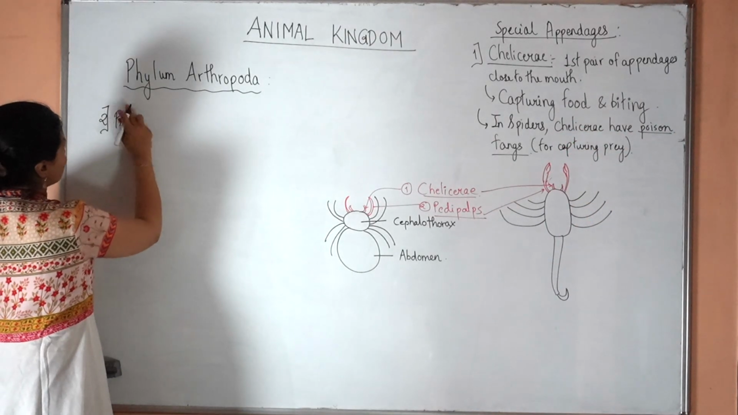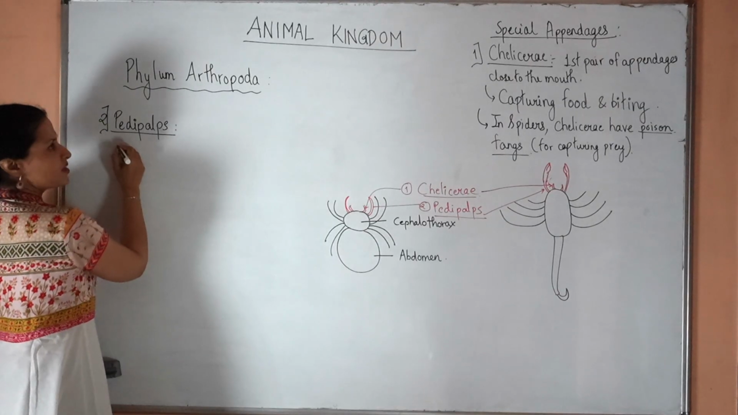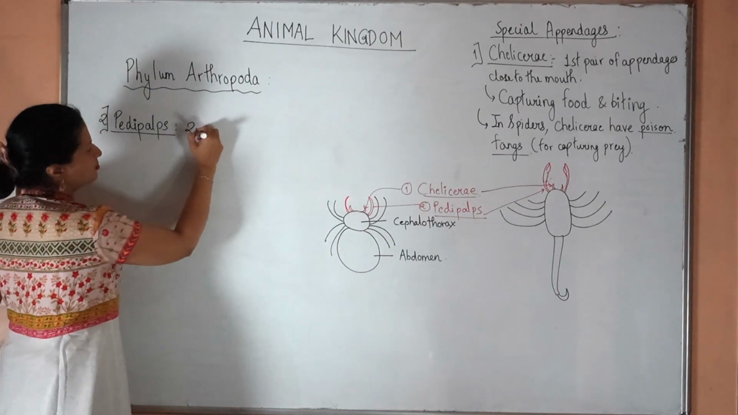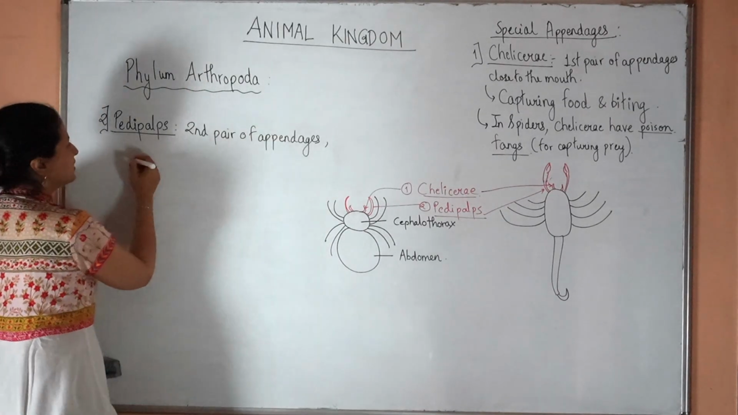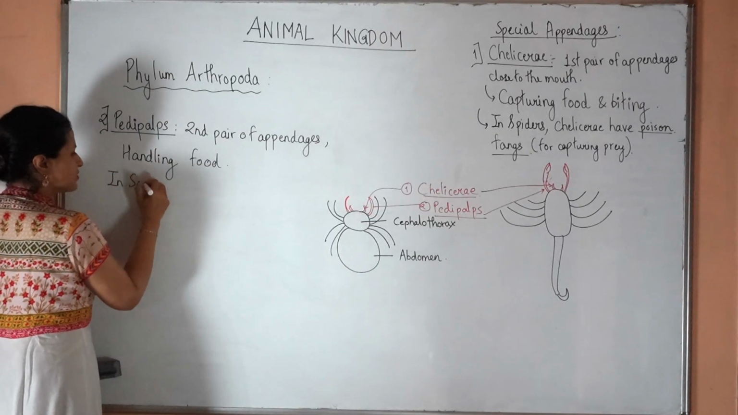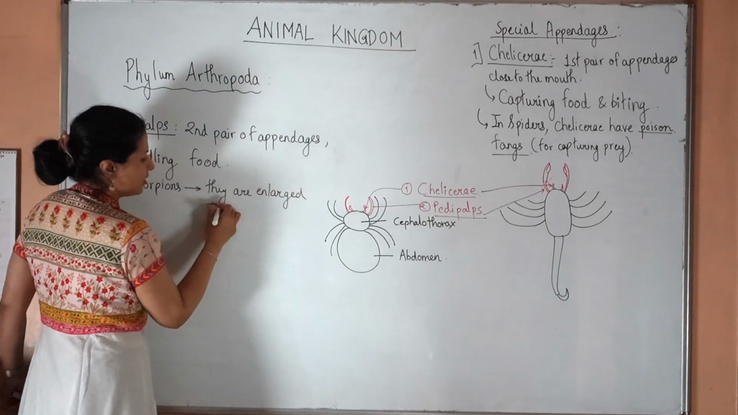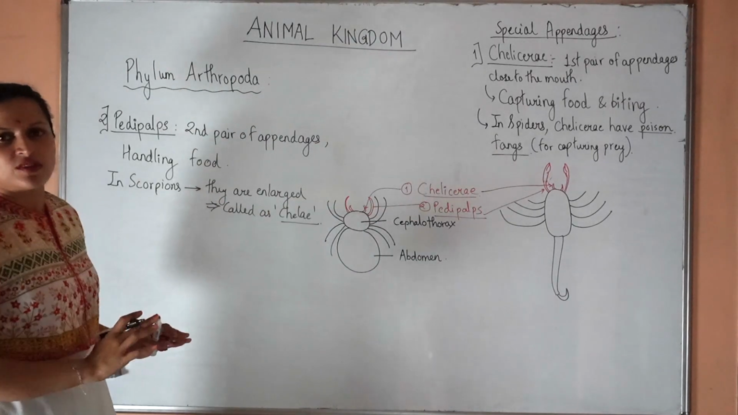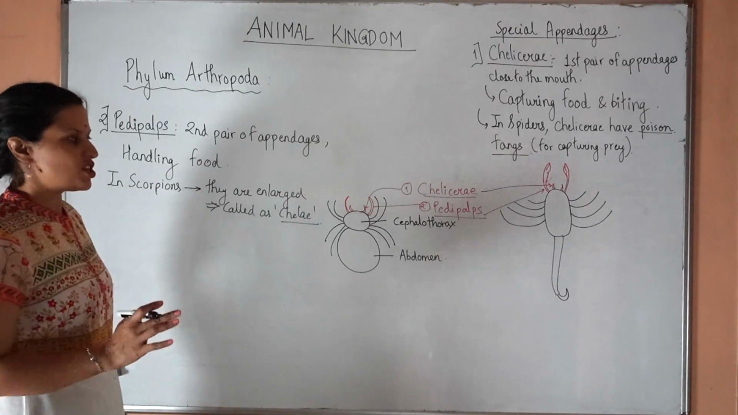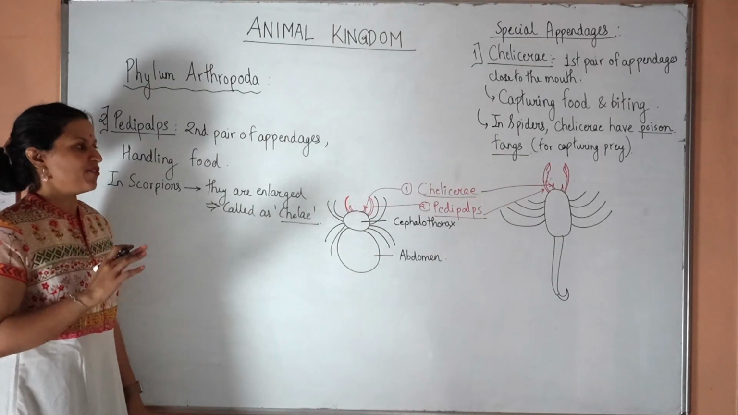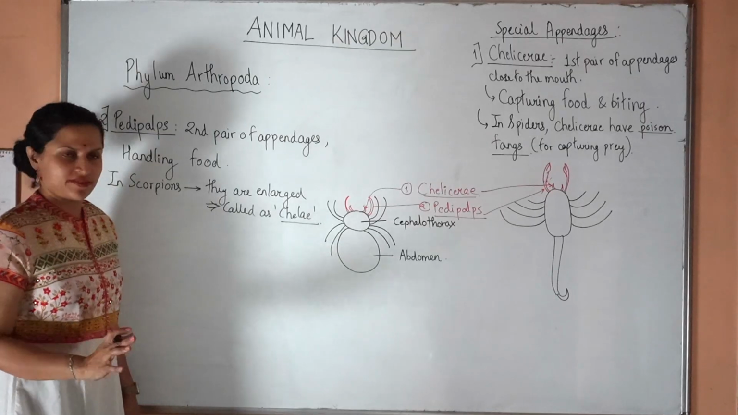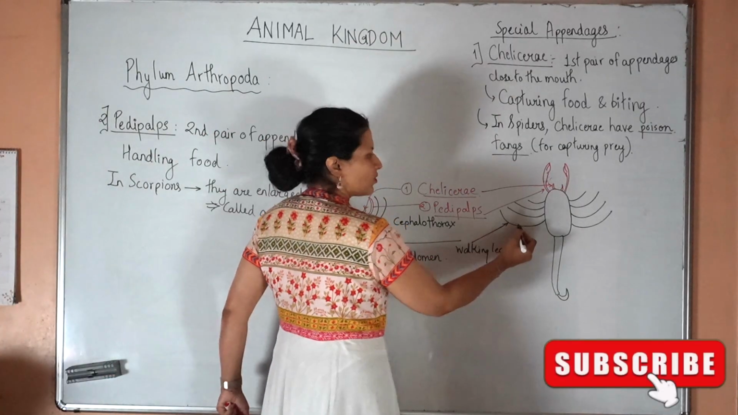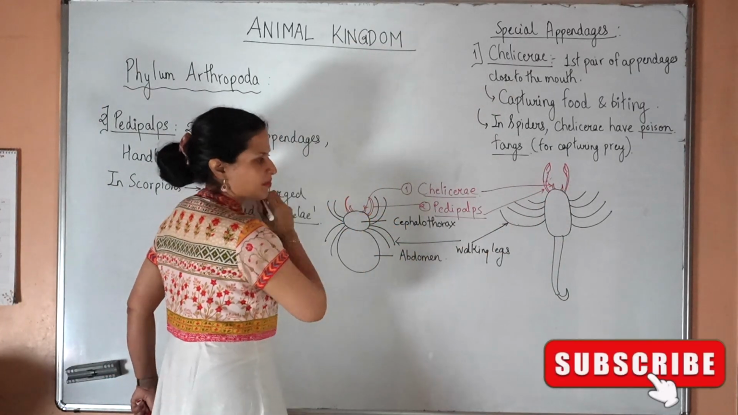The second special appendage is pedipalps. Pedipalps can be defined as the second pair of appendages. They help in handling food. In scorpions, they are enlarged and they are called chelae. So this was about their special appendages, the chelicerae and the pedipalps, apart from the 4 pairs of walking legs that they have. These are the walking legs: 1, 2, 3, 4 pairs.